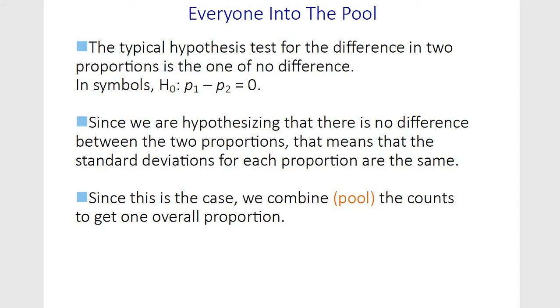All right, so now let's talk about hypothesis testing. So the difference in your null hypothesis is just going to be P1 minus P2 equals 0, right? That's what you're trying to state in your null hypothesis. Since we are hypothesizing that there is no difference between the two proportions, that means that the standard deviations are the same. Since this is the case, we're going to pool the counts together to get one overall proportion.